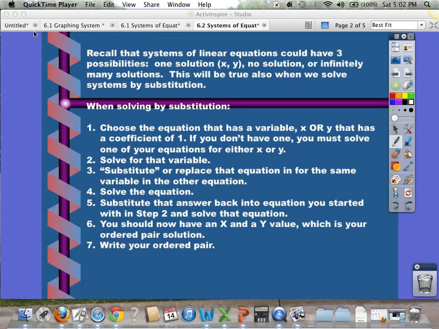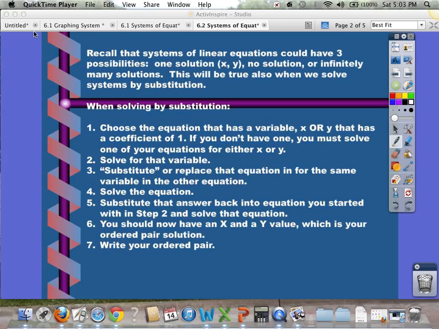Number 3, you're going to substitute, or replace, that equation in for the same variable in the other equation, and you'll see what we're talking about. It sounds kind of weird, but you'll see when we start working these. You're going to solve that equation for a variable. So you'll have something like x is equal to 2 or y is equal to 3. Then you're going to take that number and substitute it back into the equation you started with in step 2 and solve that equation. So whichever one you solved for, x or y, you plug it in there. It makes it a lot easier, and you'll get your other variable.